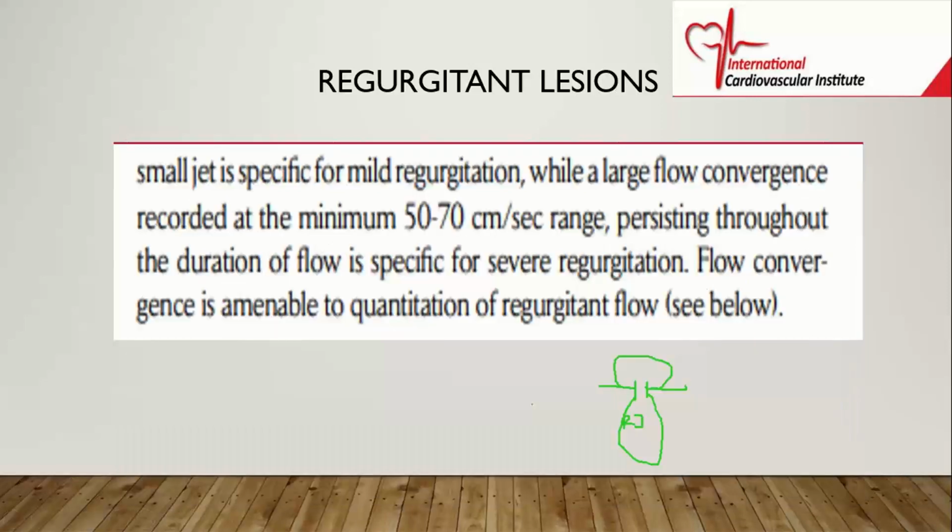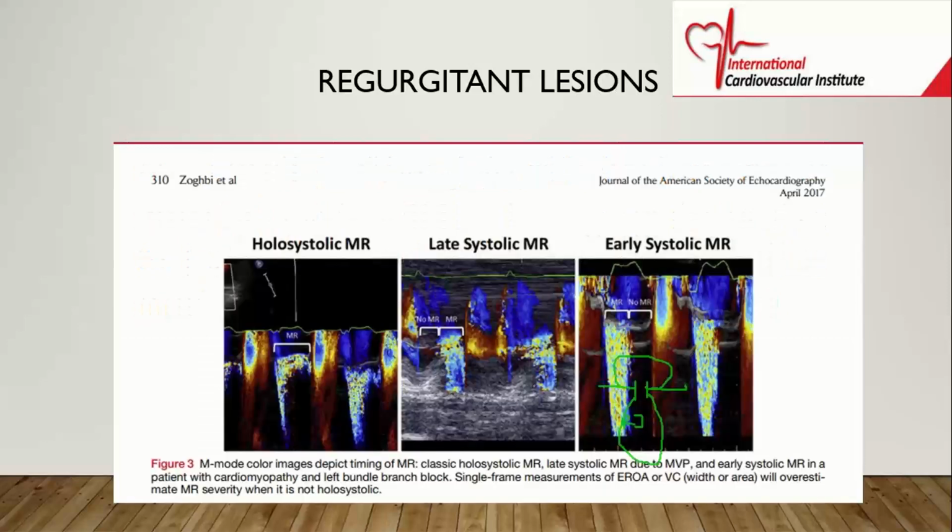There are a number of other things that we can do with our regurgitant jet, and this is your color M mode. So you're going to have to walk with me. You have your ECG as usual, and you do your M mode, and you turn your color flow on.